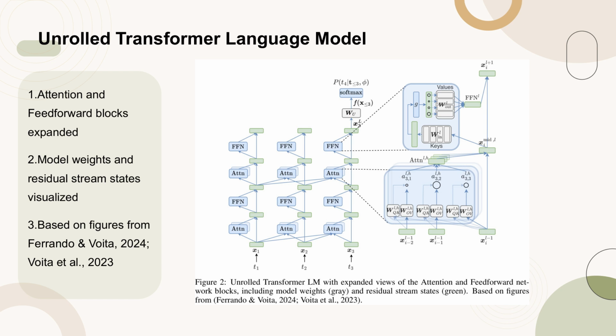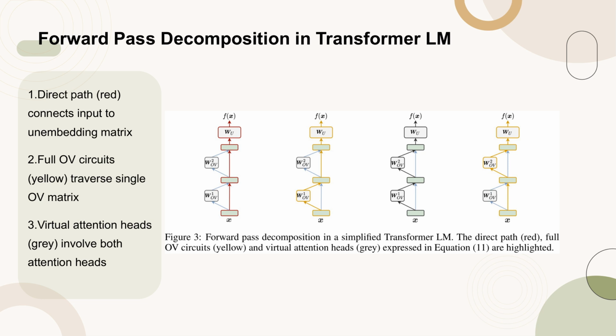Figure 3 illustrates the forward-pass decomposition in a simplified transformer language model. It highlights three key paths: the direct path, in red, which connects the input embedding directly to the unembedding matrix; the full OV circuits, in yellow, which traverse a single OV matrix; and the virtual attention heads, in gray, which involve both attention heads in a V-composition. This decomposition is crucial for understanding the contributions of different components to the model's predictions.